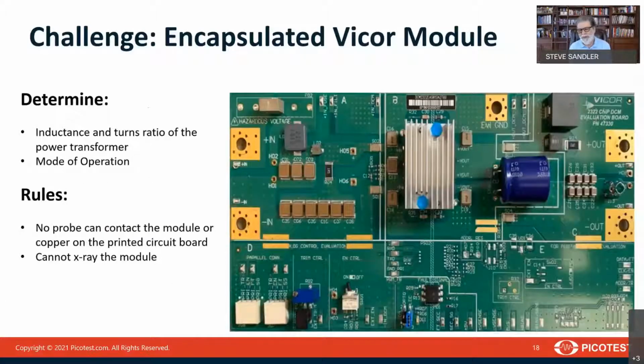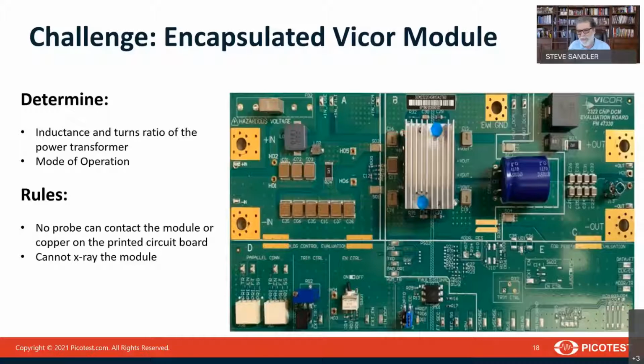Now, of course, we are interested in EMI also. So here was a challenge. There's an encapsulated Vicor module underneath that heatsink. And the question is, could it determine the turns ratio of the power transformer without probing the module, opening it, or x-raying it?